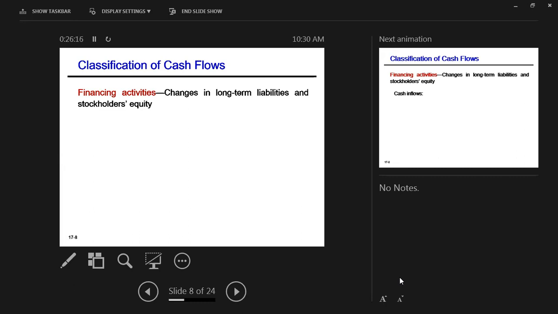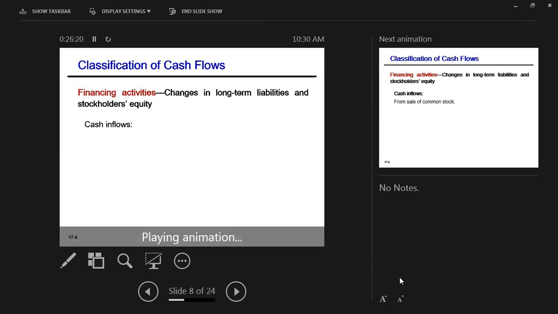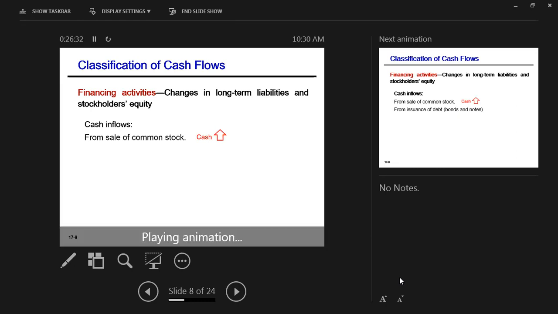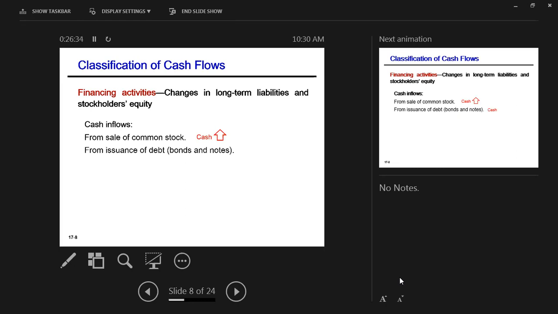So let's see cash inflows. I already told you that you can sell common stock, you can sell preferred stock, and you may collect cash from the stock market. So your cash increase. Then you can go to the bond market, you can sell your bond, or you can sell note, and you can receive cash. Cash increase.